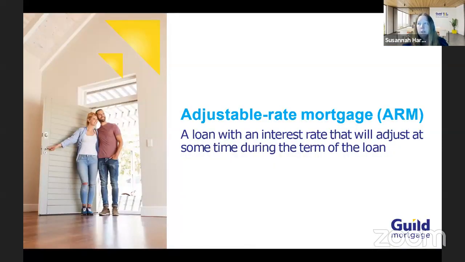The next one is an adjustable rate mortgage. So this is a loan with an interest rate that will adjust sometime during the term of the loan. There's several different ones out there. So make sure that you understand when that adjustment does take place. And they do have a cap of how high the interest rate can go over the life of that loan. So do make sure that you know where that is if you do opt for an ARM, an adjustable rate mortgage.